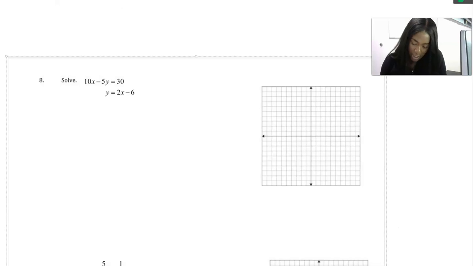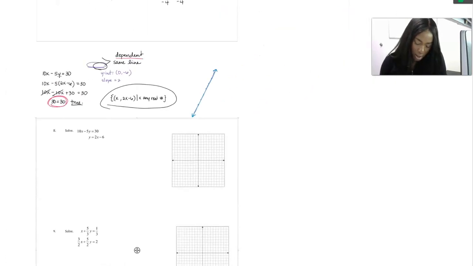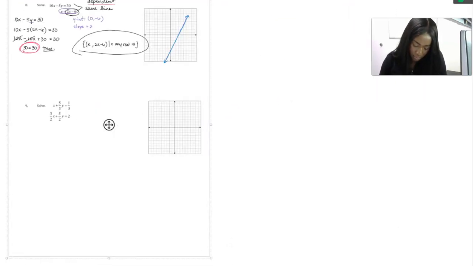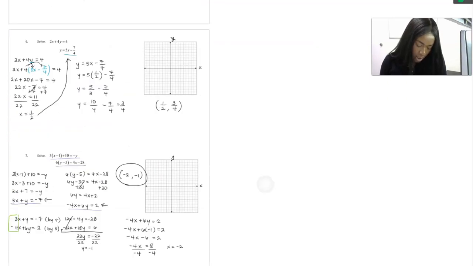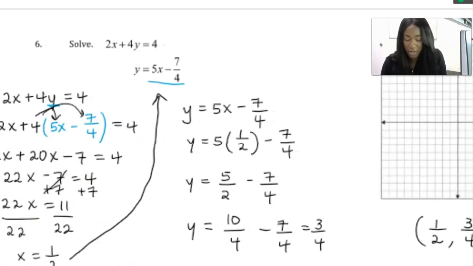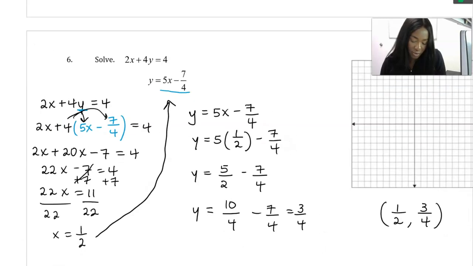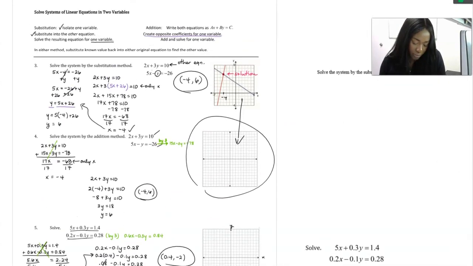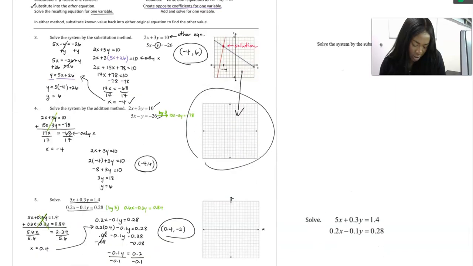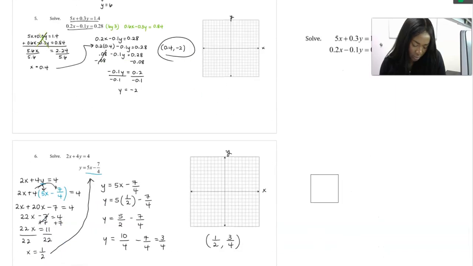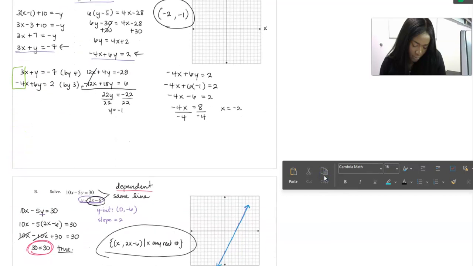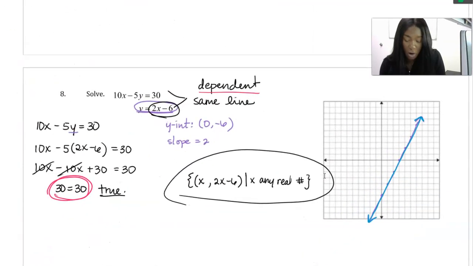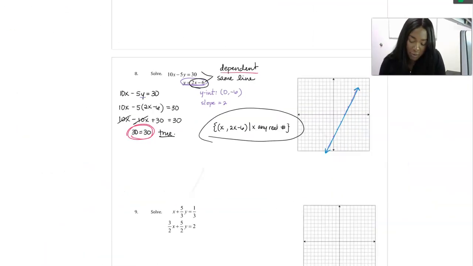You see how in example 6 that was already solved for y? I talked about how that was a perfect candidate for substitution. Yeah, in example 8, that was already solved for y, perfect candidate for substitution.